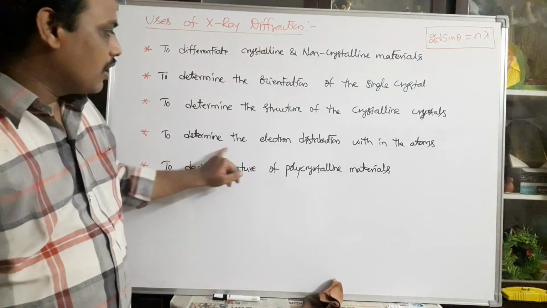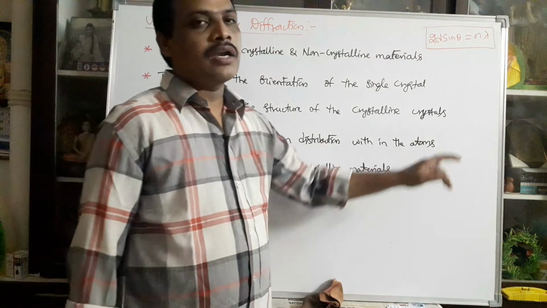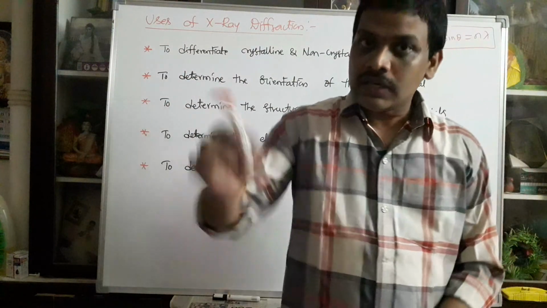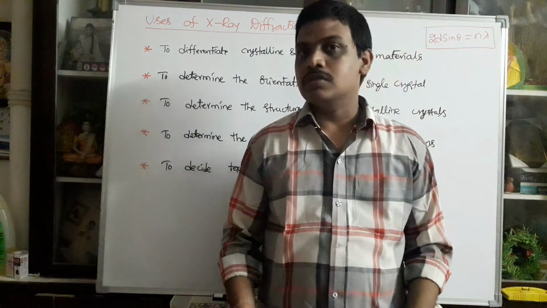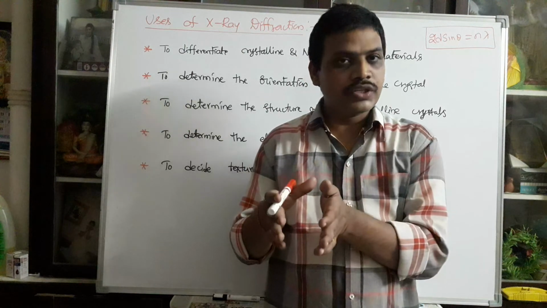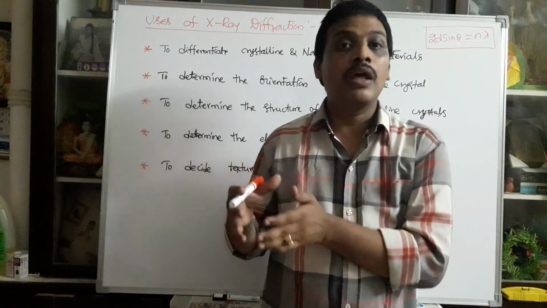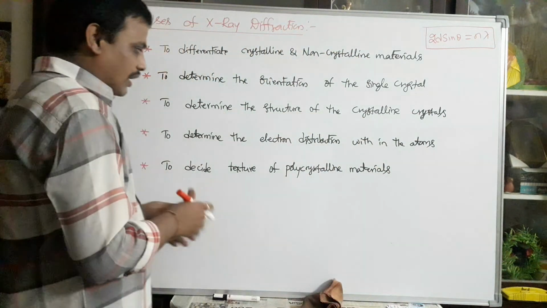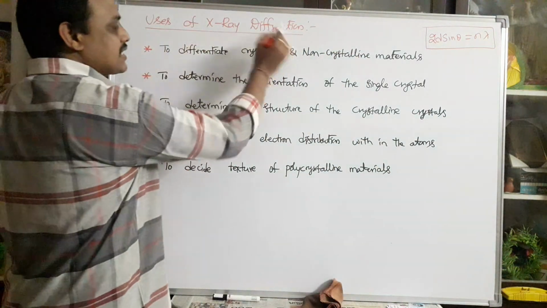To determine the electron distribution in the atom, you can take any one atom. The inner structure of that atom, nothing but how the electrons are arranged. In the 1s shell, how many electrons are there? In the 2s shell, how many electrons? In the 2p shell, how many? How many electrons are occupied can be clearly explained by using X-ray diffraction.